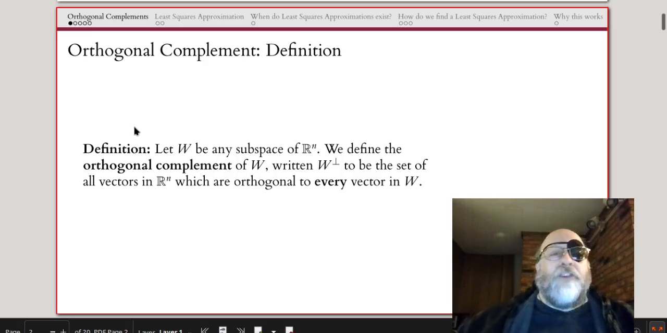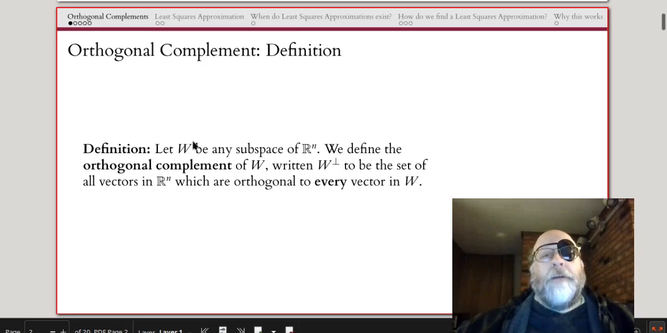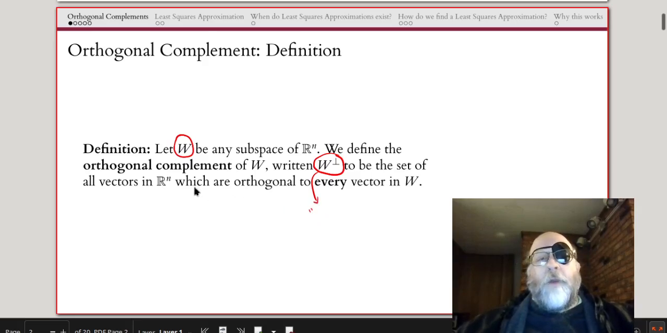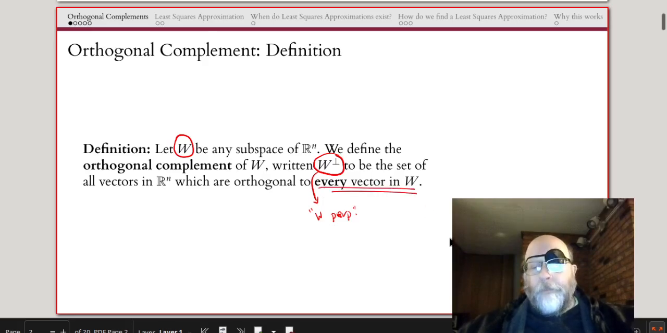I'm going to start with a definition of what we mean by an orthogonal complement. We're going to start with any subspace W. We define the orthogonal complement, which we write as that subspace with a little perpendicular sign after it. If we are being informal, we sometimes just pronounce this as W perp. It is the set of all of the vectors in Rn which are orthogonal to the entire subspace, every vector in W. I'll show you an example on the next page.